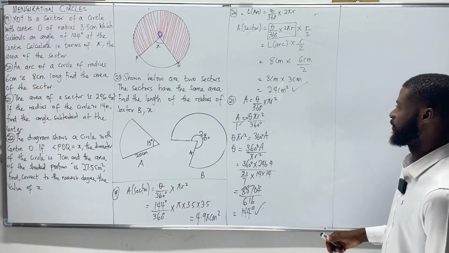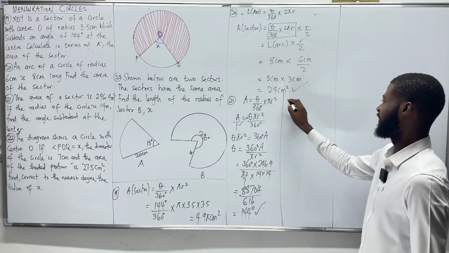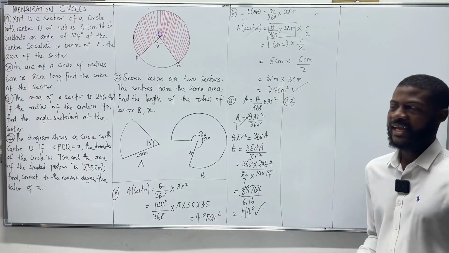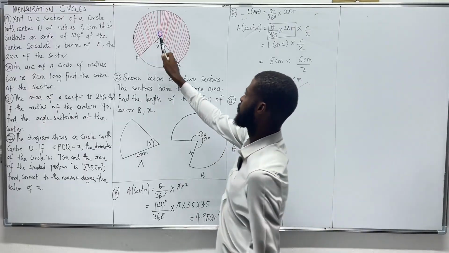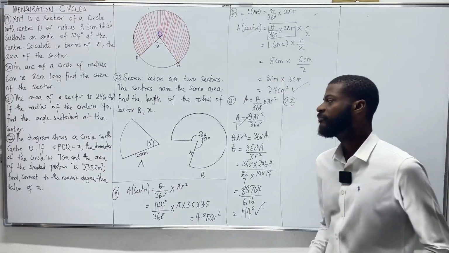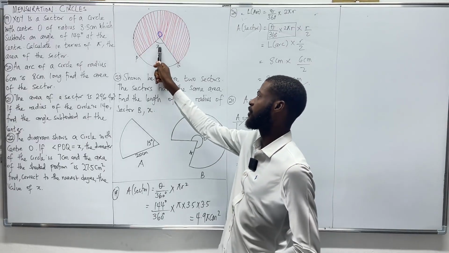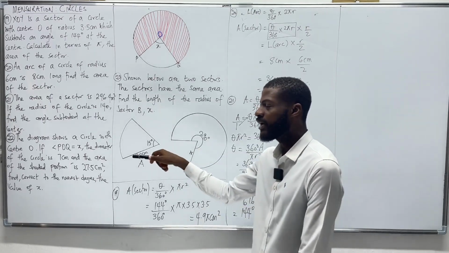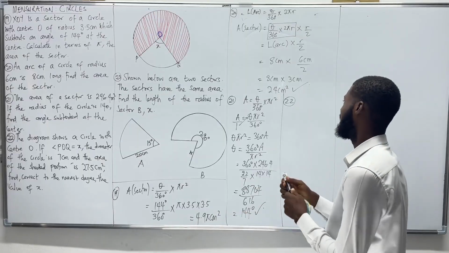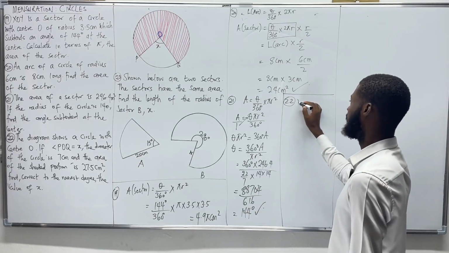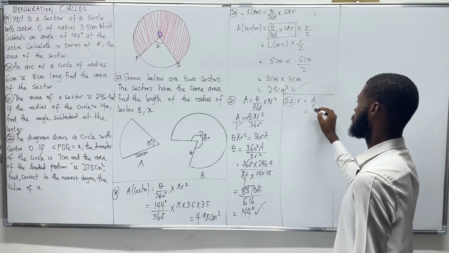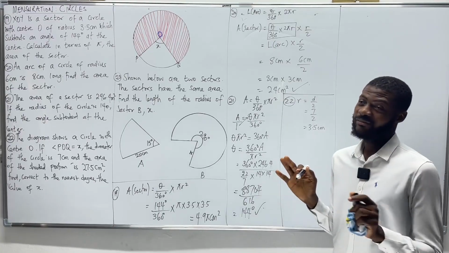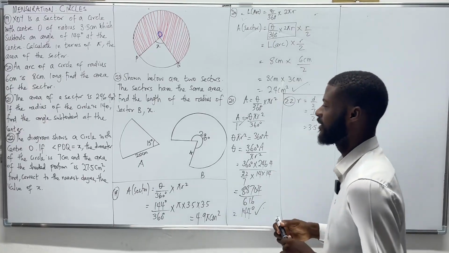All right, so let's continue. Question 22. For question 22, the diagram shows a circle with center O. So this is the center O. Angle POR is equal to angle POQ, equal to x. The diameter of the circle is 7. First of all, carefully, let me find my radius. Radius is diameter over 2. So this is 7 over 2. That will be 3.5 centimeters. I want to find that first.